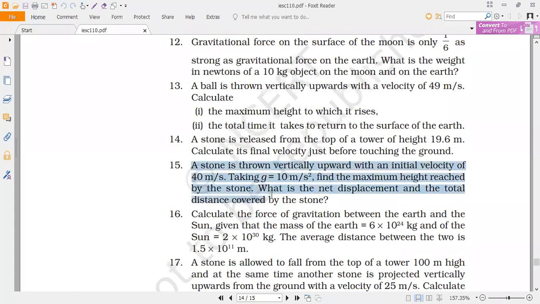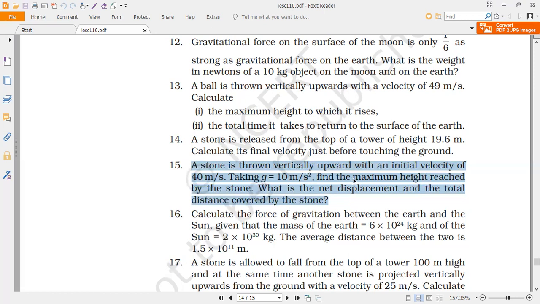Now, the 13th question and the 15th question are similar. You can read: a stone is thrown vertically upward with an initial velocity of 40 meter per second. So the final velocity is what, Kaushik? Sir, 0. And they are saying to take the G value as 10. Now, thrown upward, is the G value plus 10 or minus 10? Thrown upward is the opposite direction, so it is minus 10.